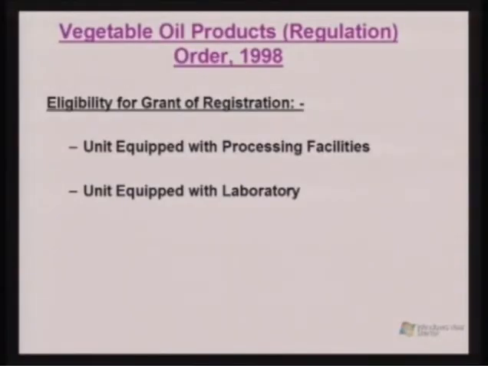Then coming to vegetable oil products, there are three orders under vegetable oil and oil products. One is the Vegetable Oil Products Regulation Order, 1998. This is implemented by the Directorate of Vanaspati, Vegetable Oil and Fats, Ministry of Consumer Affairs, Food and Public Distribution, Government of India. The basic eligibility requirement for registration is that a unit should be equipped with processing facilities and a laboratory with a qualified chemist having at least a BSc with chemistry as one of the subjects, and other hygienic and sanitary requirements, almost the same as for other food products.